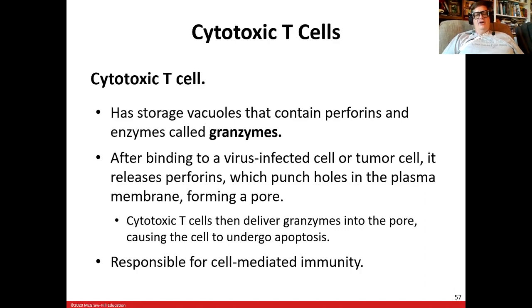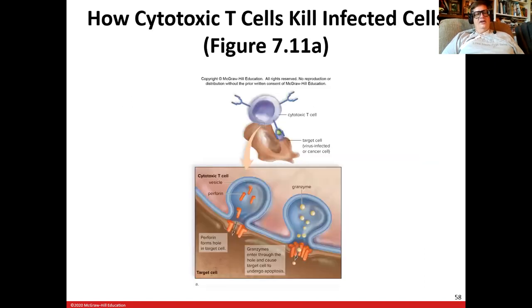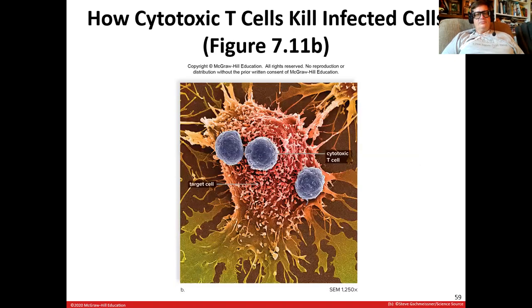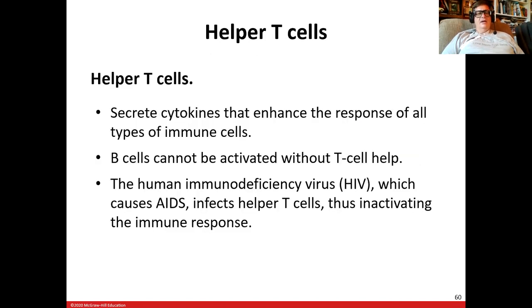After binding to a virus-infected cell or a tumor cell, it releases perforins, which punch holes in the plasma membrane, forming a pore. Cytotoxic T cells then deliver granzymes into the pore, causing the cell to undergo apoptosis, pre-programmed cell death. And this is the cell-mediated immunity. All right. And there's the actual photo of it happening. So we talked about cytotoxic T cells. Now we're going to talk about the helper T cells.